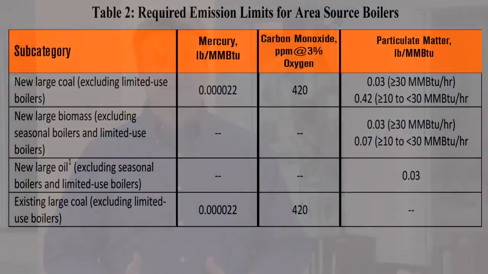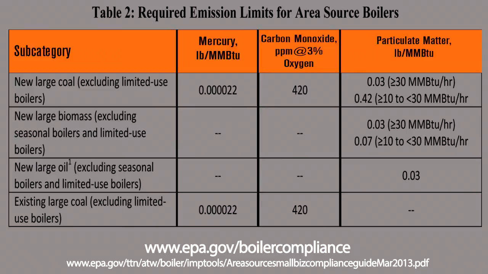Finally, less than 1% or roughly 600 units have emission limit requirements that must be met. Most importantly, these pollution standards will provide direct health benefits to many of those in our communities where we live, work, and play. Depending on the size and type of the boiler, you may need to comply with applicable emission limits for mercury, carbon monoxide, and particulate matter. This table provides specifics on emission limits you must meet.